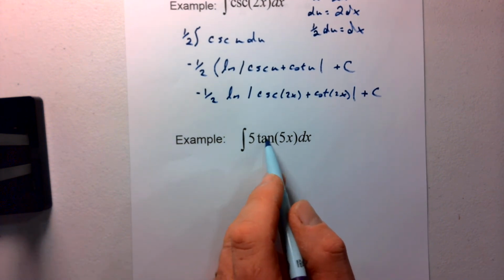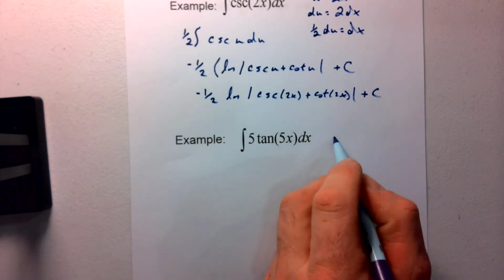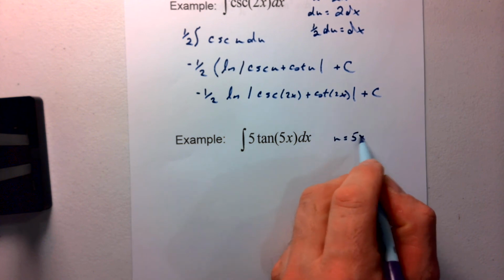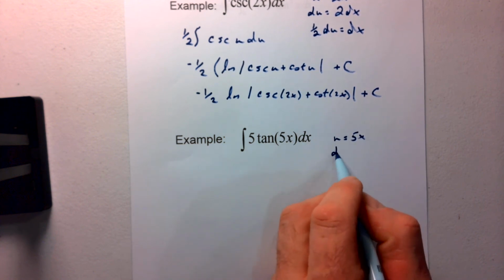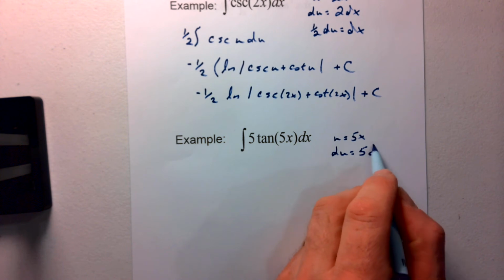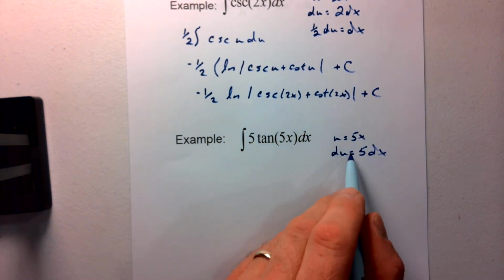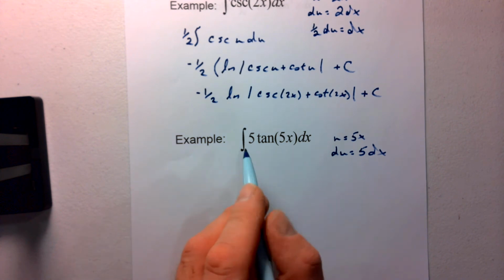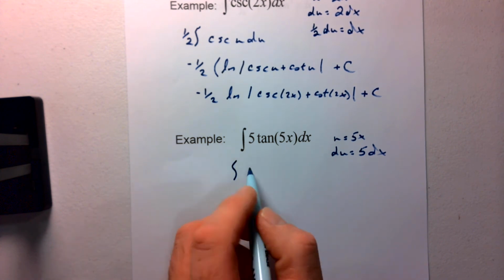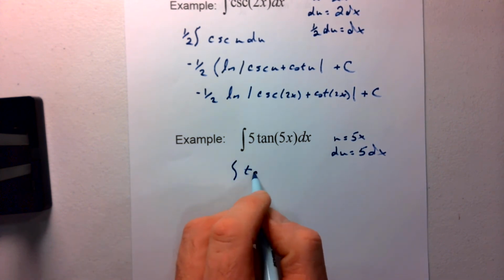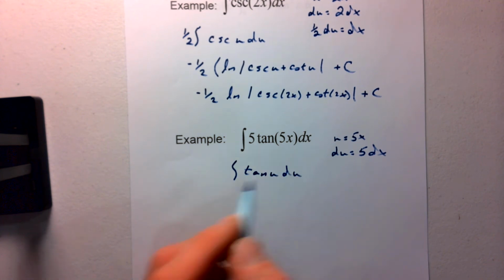Here we have the integral of 5 tangent of 5x dx. Again, I'm going to let u be the angle measure that I want. Du then is going to equal 5 dx. That's kind of nice because I have the 5 dx in this case, so I don't need to do any more solving for dx. So I here have the integration of the tangent of u du.